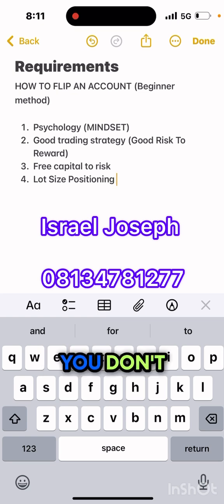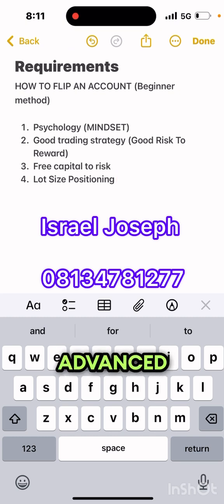Then number 3, you don't need to be trading with capital you depend on for survival. Use free money, free capital you are able to lose, so that even if you lose the money, it does not mean anything to you. Okay. And then the last one is lot size position, which is very, very important.